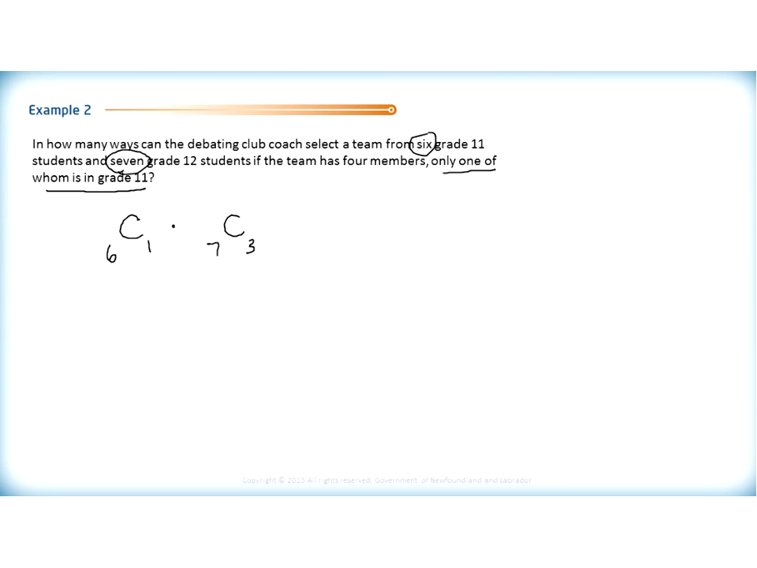So it's the C of 6, choose 1, which by the way is 6, times the C of 7, choose 3. Do that on my calculator very quickly, which is 35. So 35 times 6 gives me an answer of 210. That's how many ways he can select the 4-member debating team.